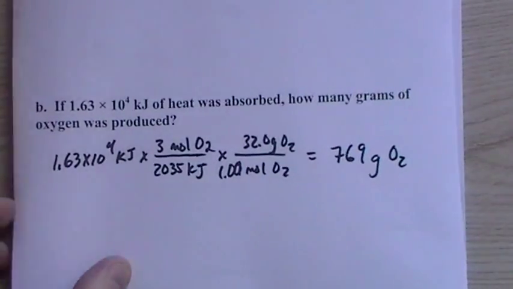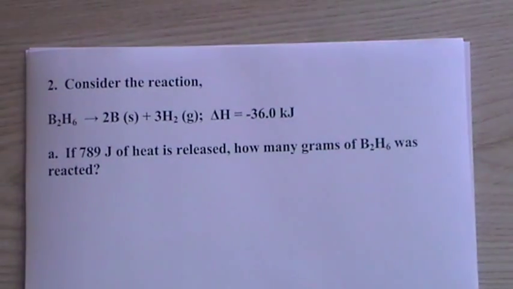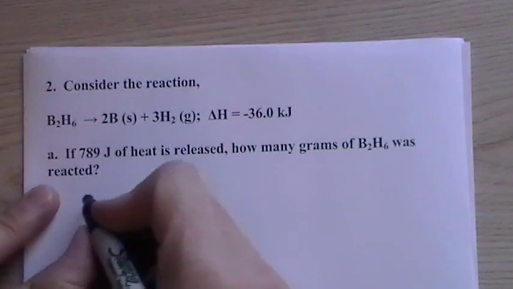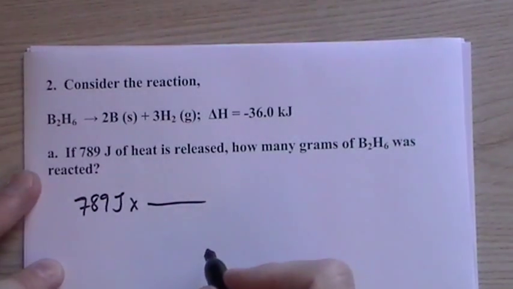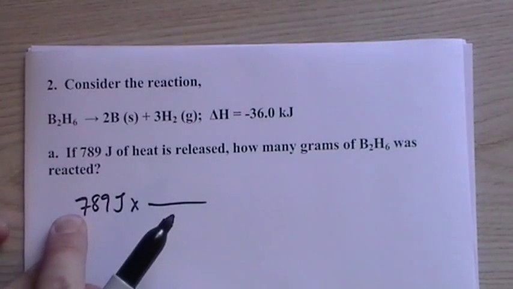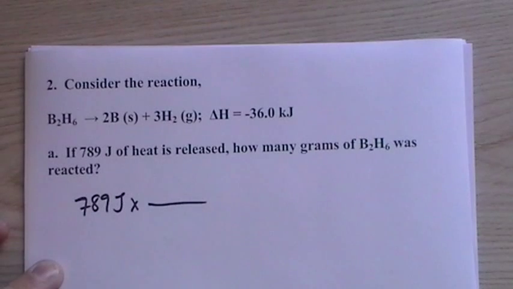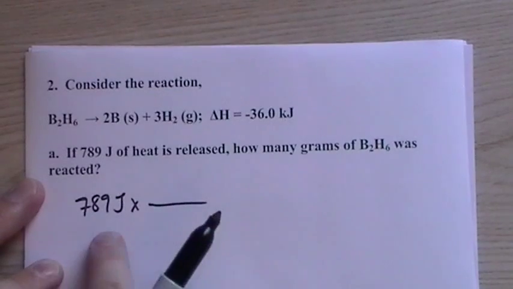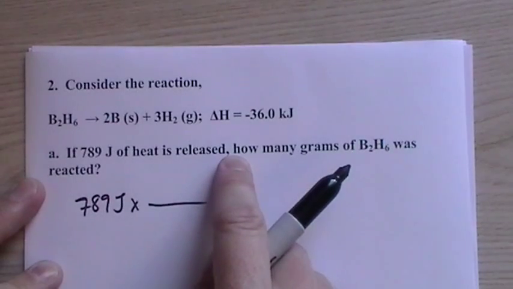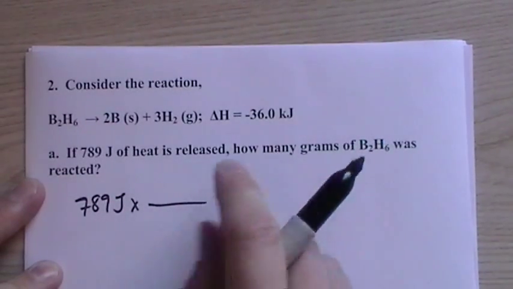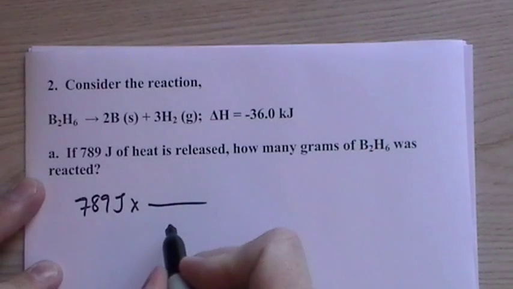All right, let's try another one here. If 789 joules of heat is released, how many grams of B2H6 was reacted? So we have 789 joules that was released. Could certainly put a negative here, but I always like to just deal with heat as a positive number in the calculations because that's what it is. It's energy, so 789 joules is released. We know that Q is negative because it says it's released, but we just want to deal with the heat.